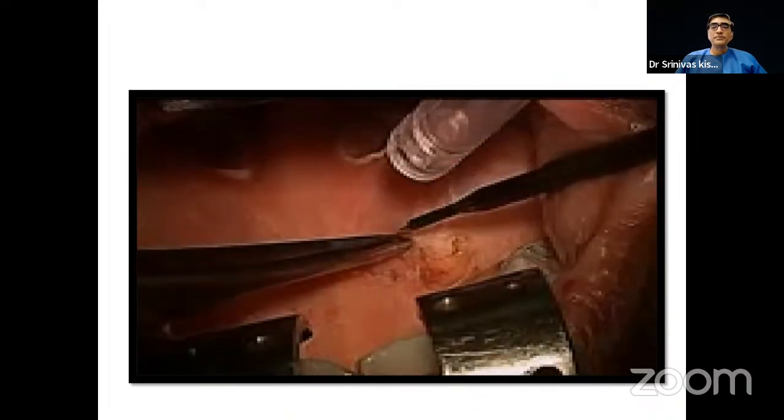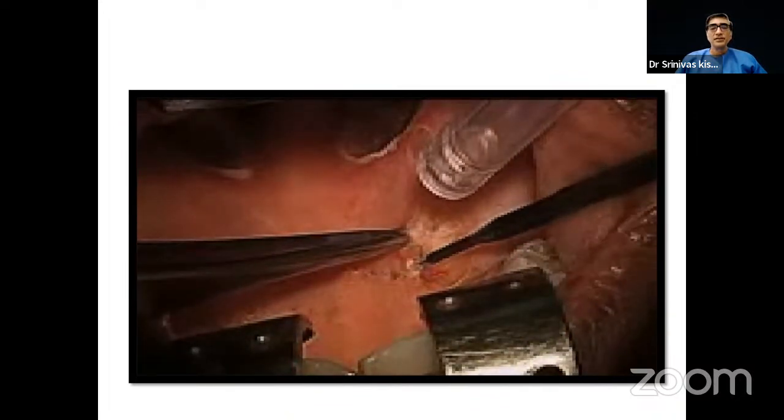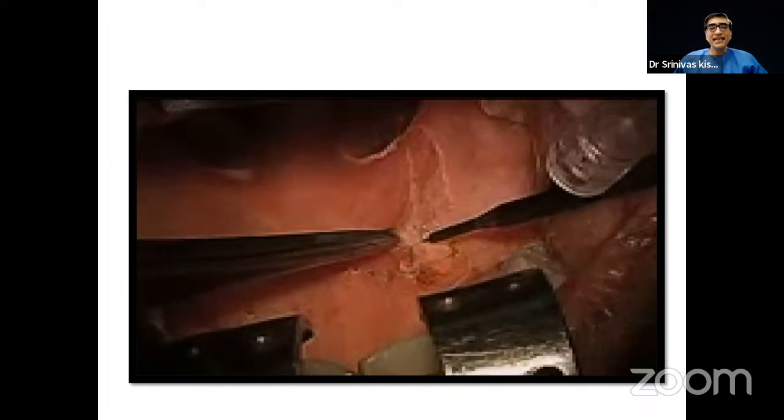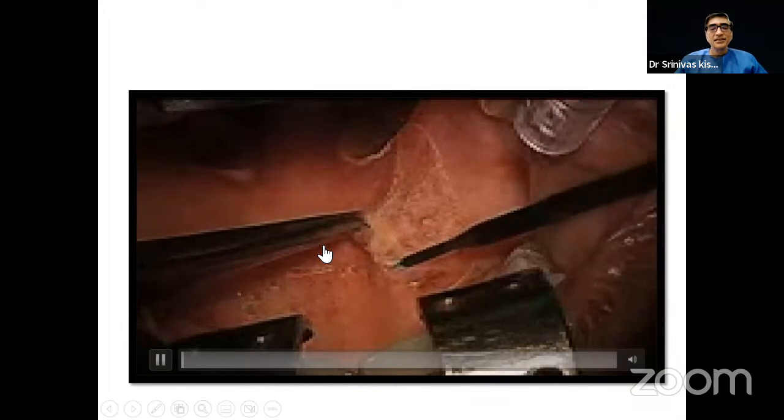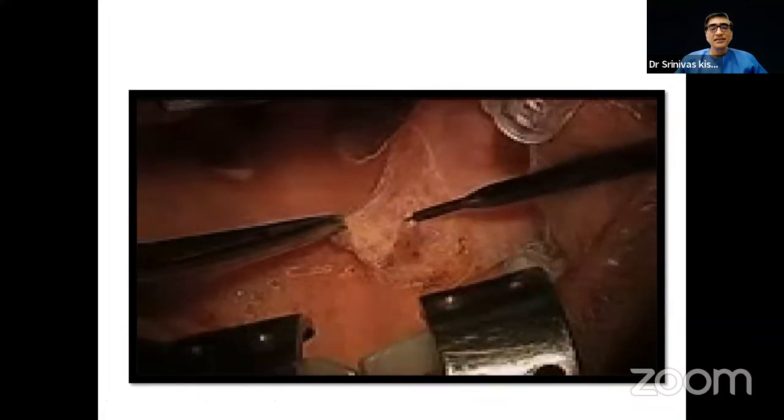But is it pixelating? No, boss, no. Yeah, okay.